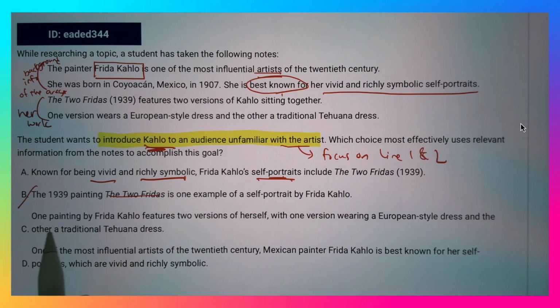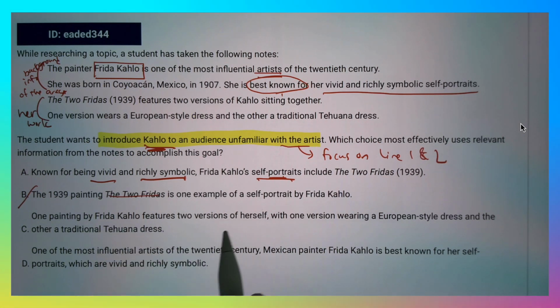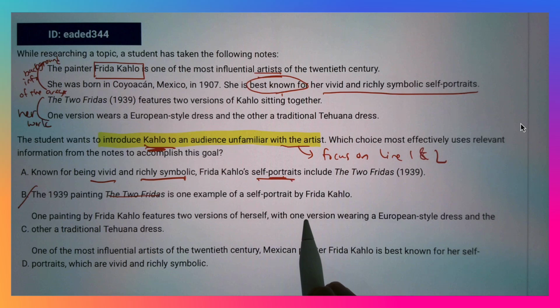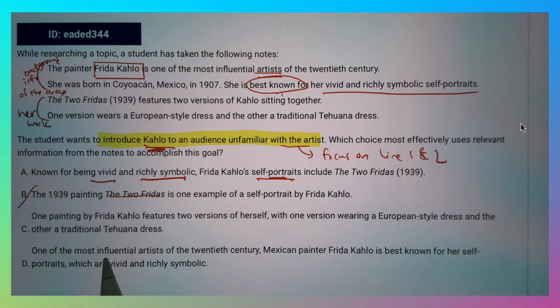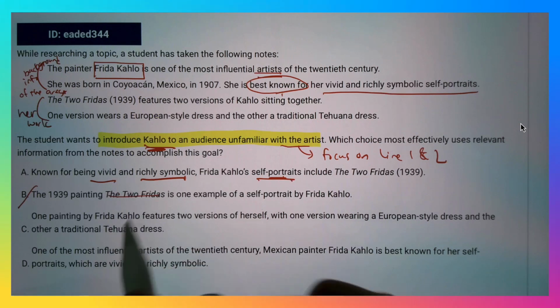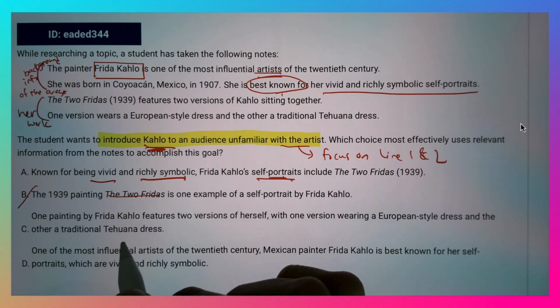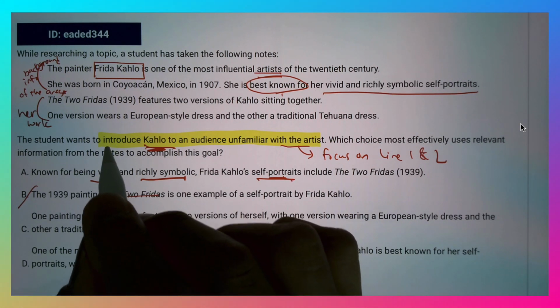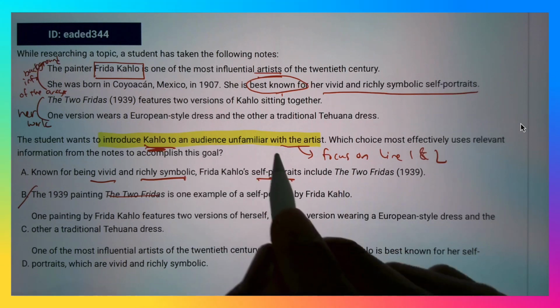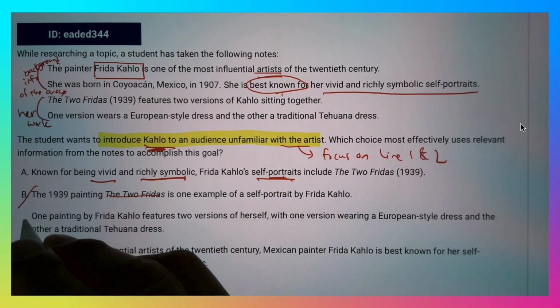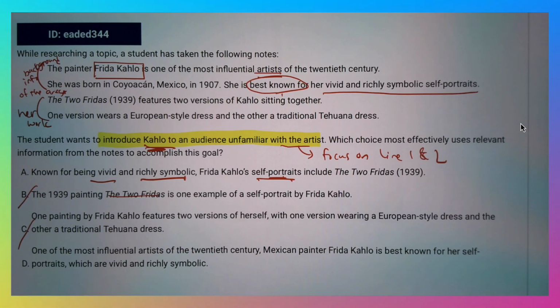Choice C: One painting by Frida Kahlo featured two versions of herself, one version and the other version. Okay, that's also going into details about her work, and that's not answering the question that asks to introduce Kahlo to an audience unfamiliar with the artist. So C is out.